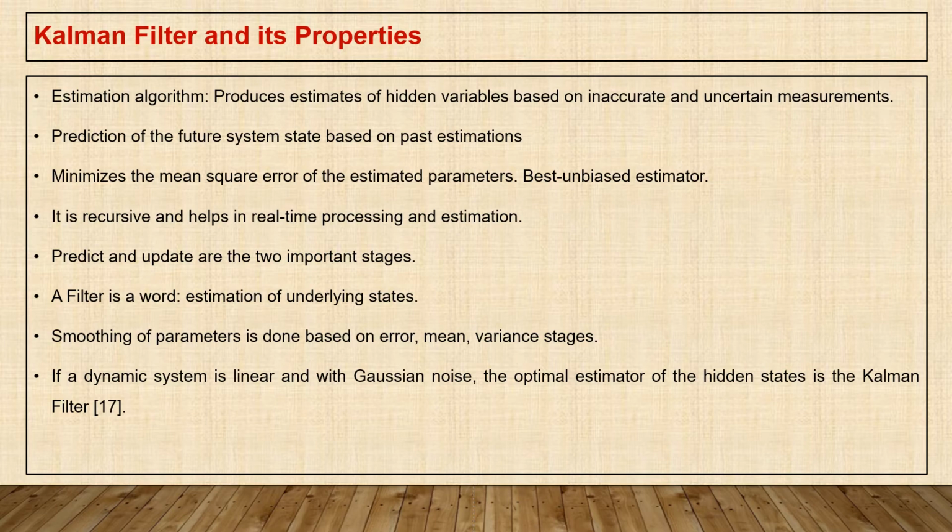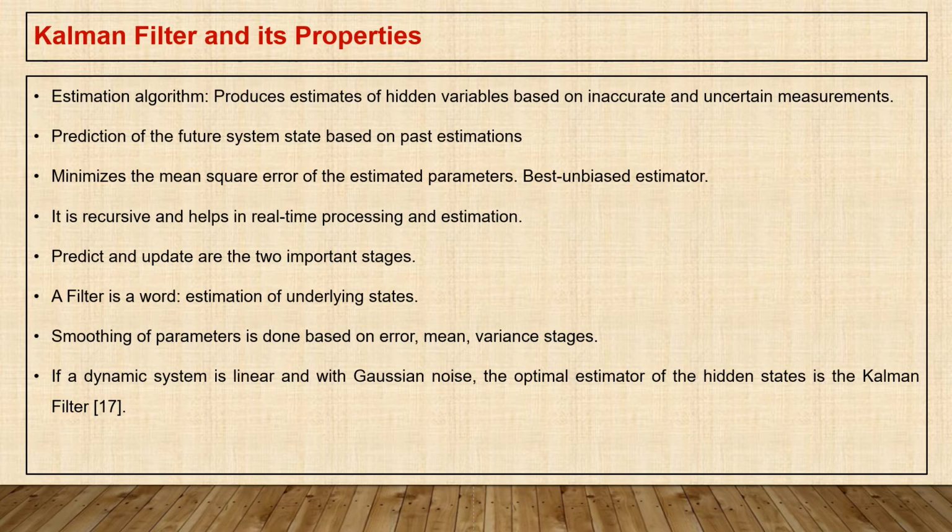Here the word filter stands for estimation of underlying states, and it works in the format of predict and update. So the Kalman filter has two stages. One is to predict and another is to update. And it's the best unbiased estimator. So here there are different parameters and properties involved for the use of the Kalman filter. The smoothing of parameters is done based on error, mean, variance, etc. And the prediction of the future system state would be based on the past estimation.